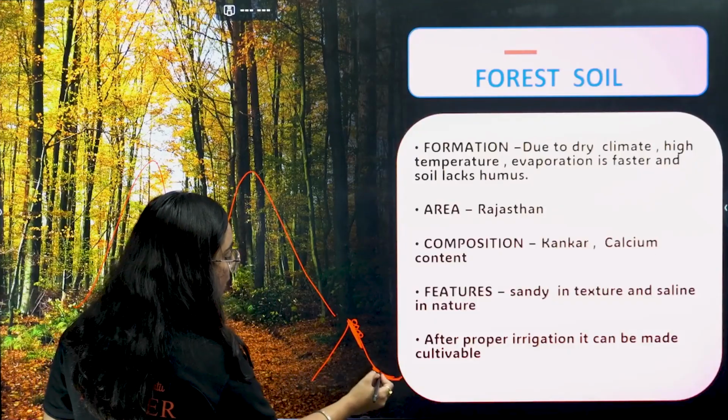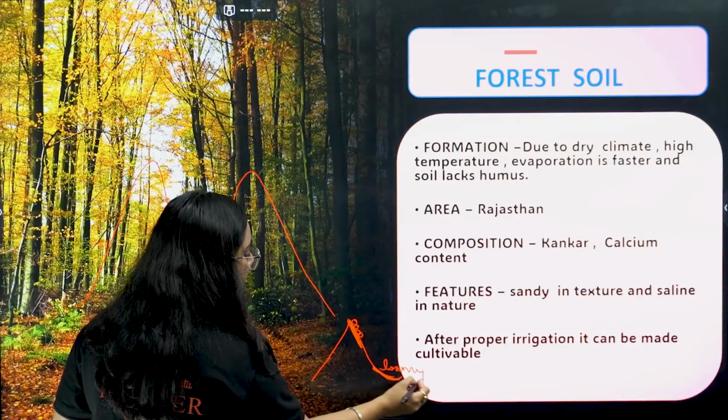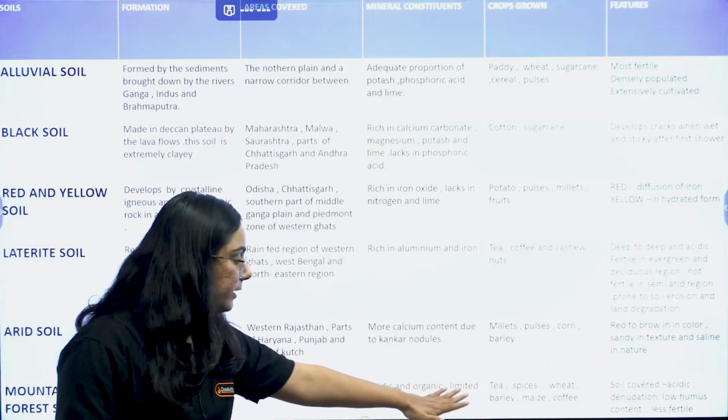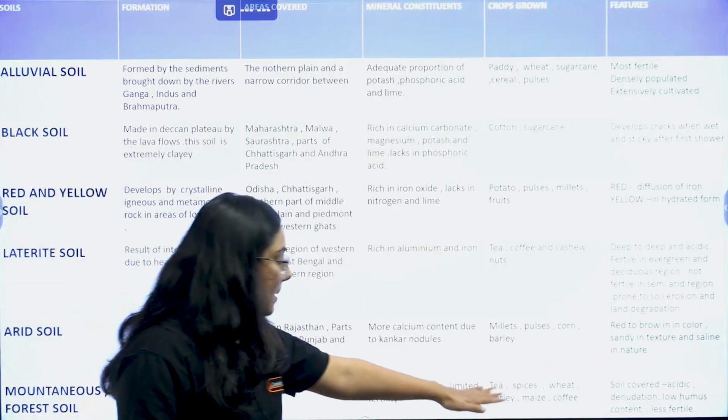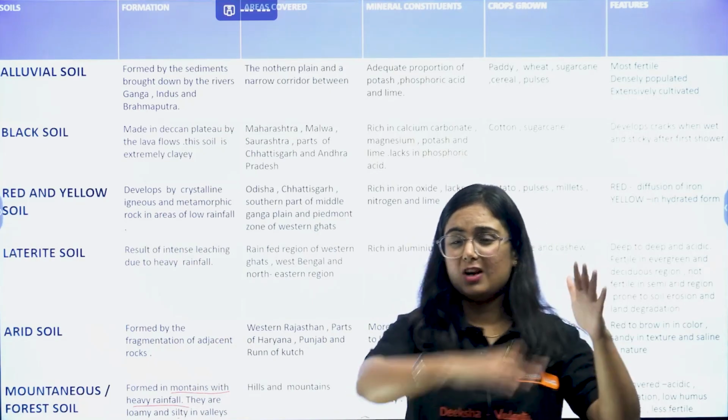Okay, however here it will become loamy. That means the grains will be weathered more here. They are acidic and organic, limited in fertility. Tea, spices, wheat, barley, maize, and coffee are grown there due to denudation, because it is a slopy region.